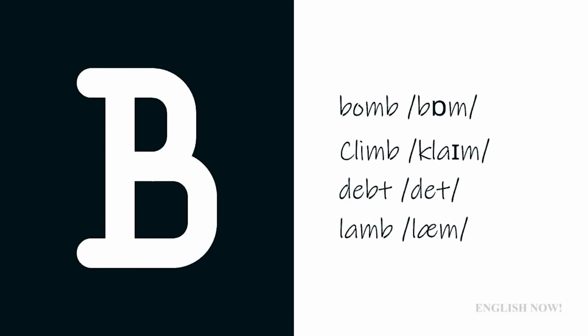The first silent letter is B. Here are the 4 words. Bomb, climb, debt, lamb.